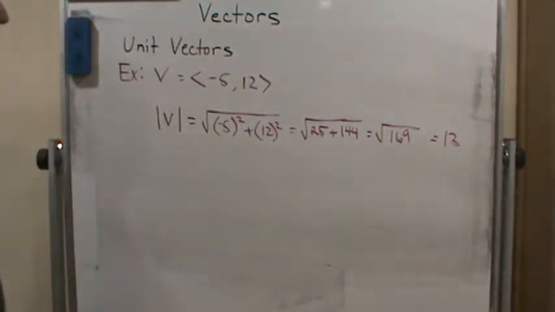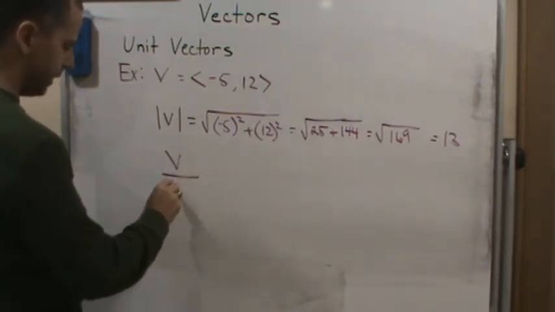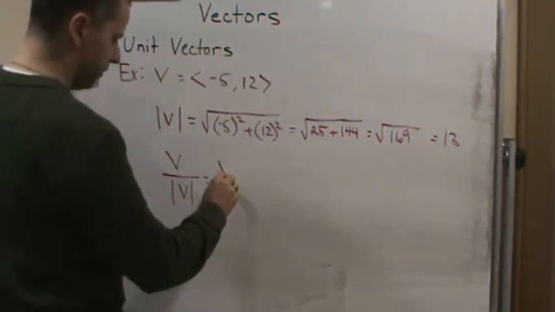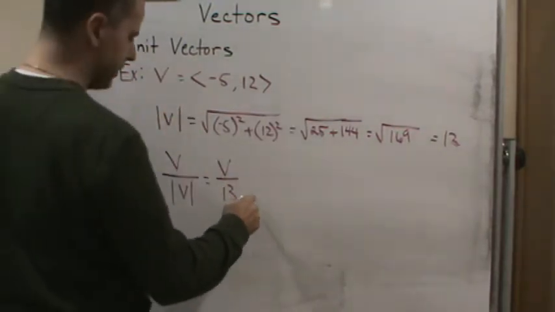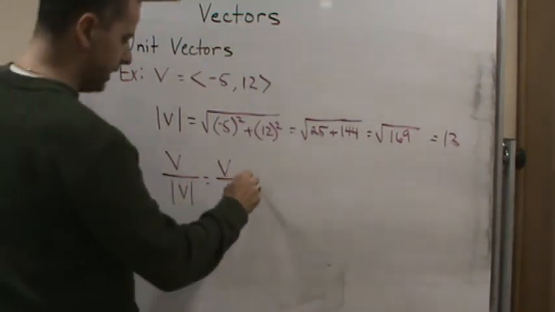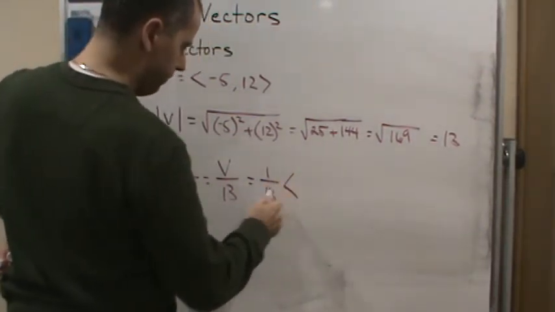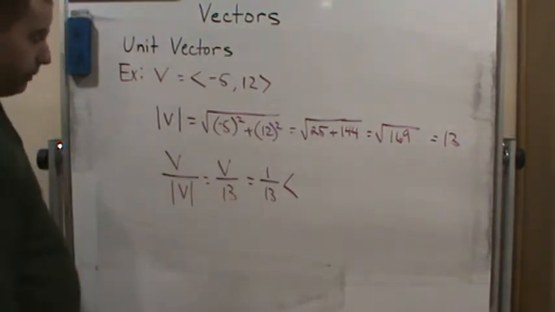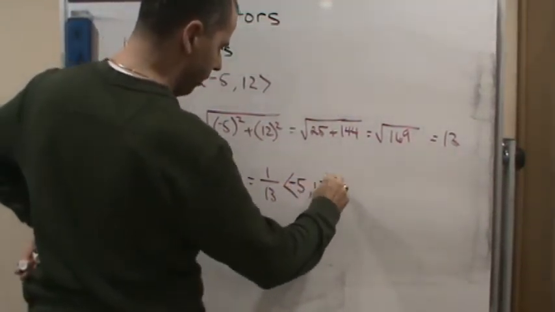So now, what do we do with that? Well, to find the unit vector, we're going to take the vector v and divide it by the magnitude of v, which is going to be 13. So it's going to be v divided by 13. Okay, now what's v? Well, this is v divided by 13, which is equal to 1 over 13 times v. You could look at it as multiplied by 1 over the magnitude, and we know that v is negative 5 comma 12.